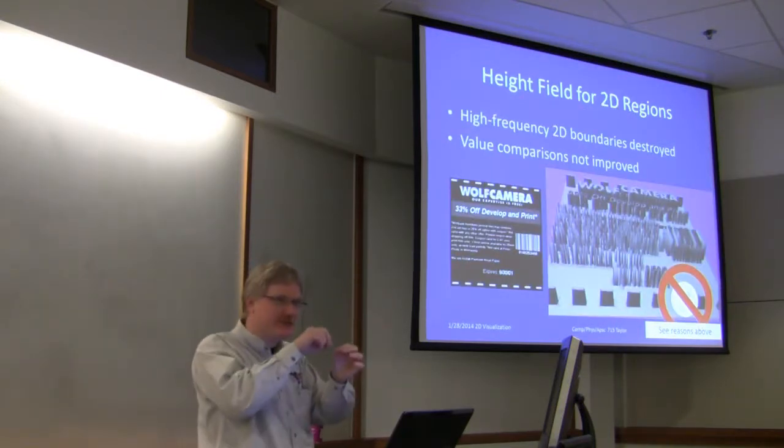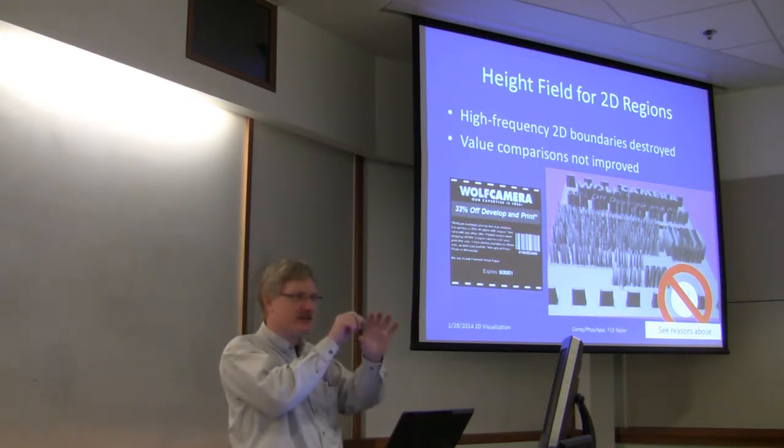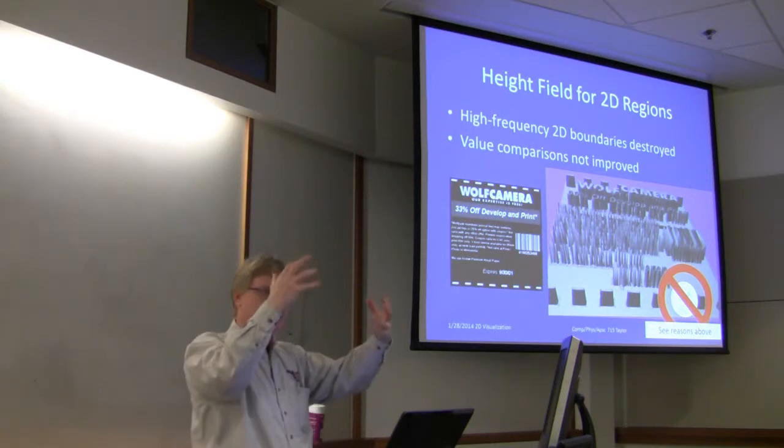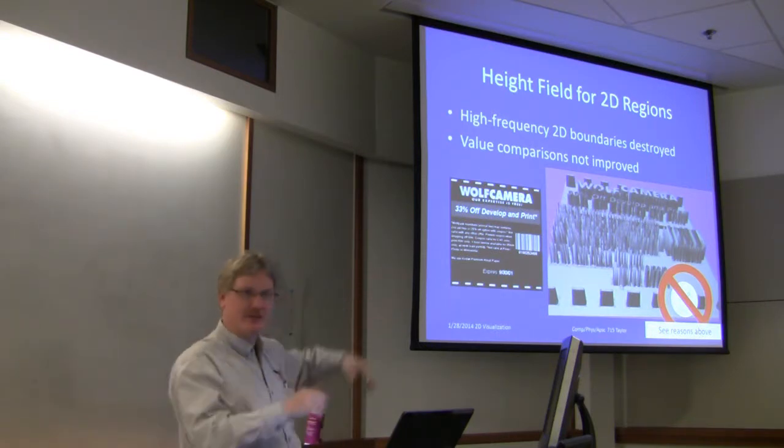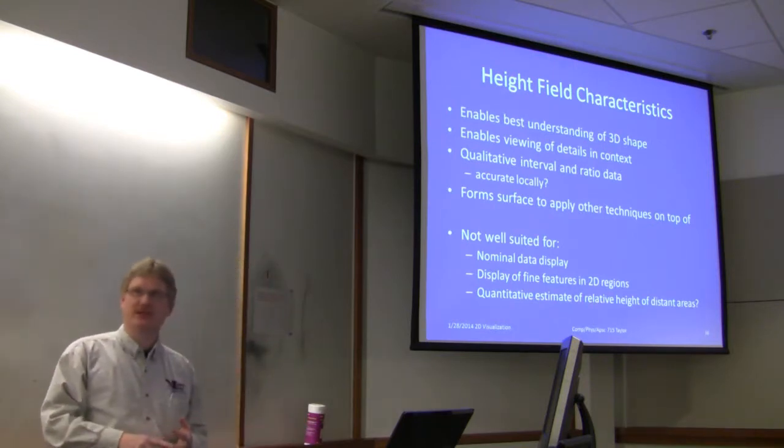If you want to see the details on small regions, you want to have all your luminance budget go to the detail contrast, not to kind of interesting aliasing of the display rendering pattern from the side. All right, so height field characteristics.